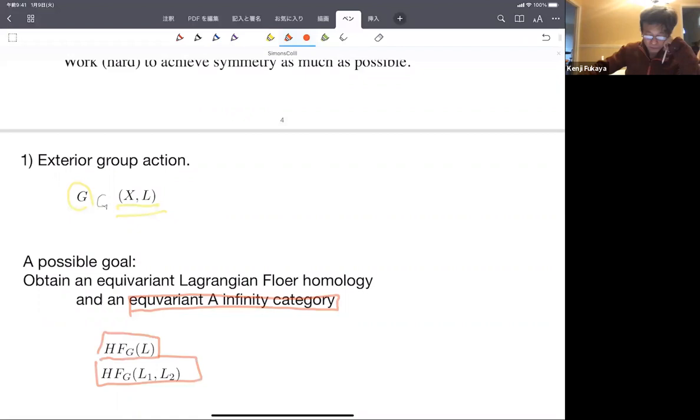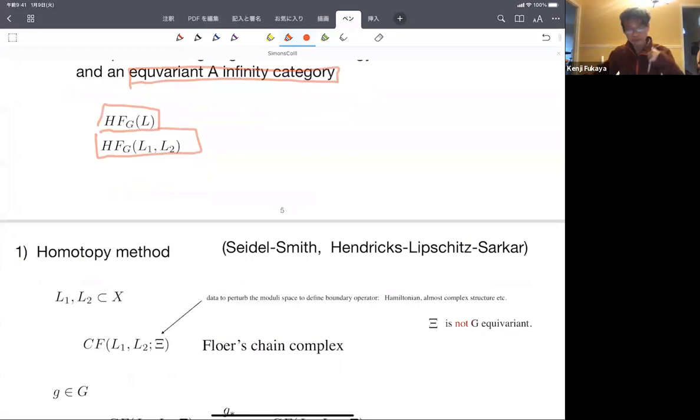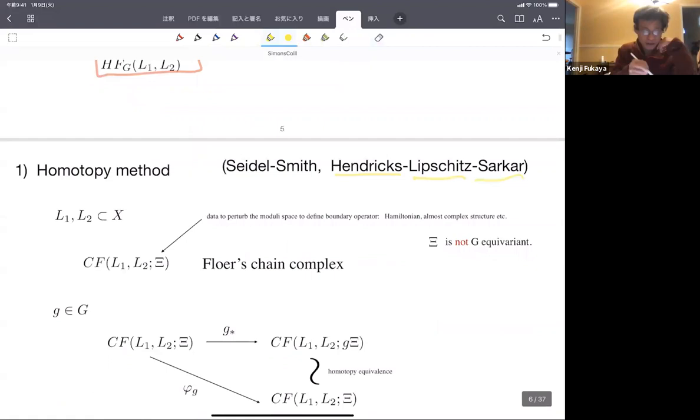And I want to first mention this homotopy method. I think this goes back to Paul Seidel and Ivan Smith. I think it is the Z2 action case. And recently, people like Hendricks, Lipshitz, and Sarkar use this kind of method. I'm not so sure that what I explain is exactly the same, but basically this is what they are doing. So suppose you have these two Lagrangian submanifolds.